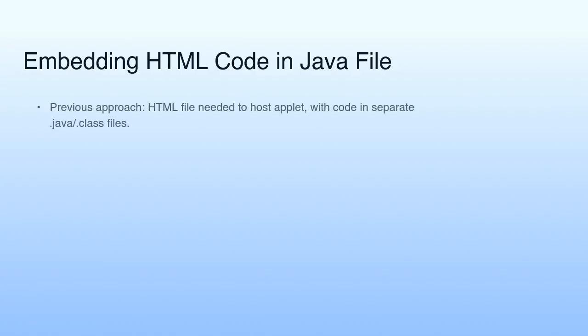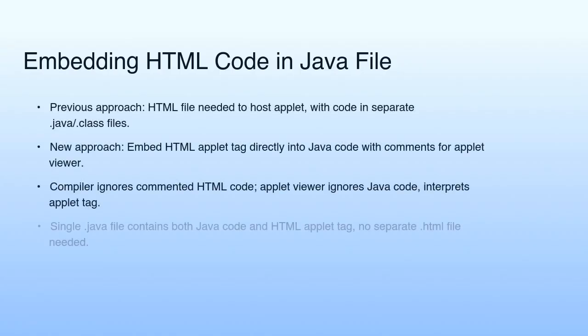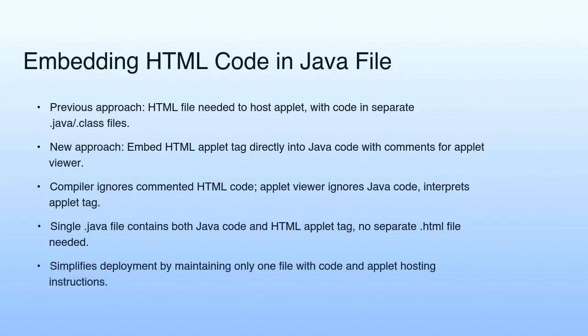While the previous approach required an HTML file to host the applet and separate Java or class files for the code, there is now a new approach. You can embed the HTML applet tag directly into the Java code with comments for the applet viewer. The compiler ignores the commented HTML code, while the applet viewer ignores the Java code and interprets the applet tag. This approach allows you to maintain a single Java file containing both the Java code and the HTML applet tag, eliminating the need for a separate HTML file and simplifying deployment.